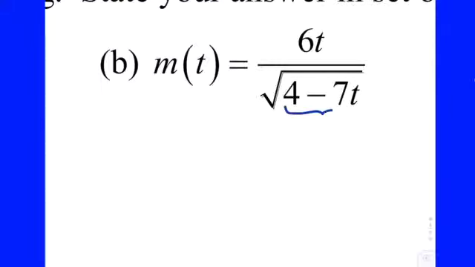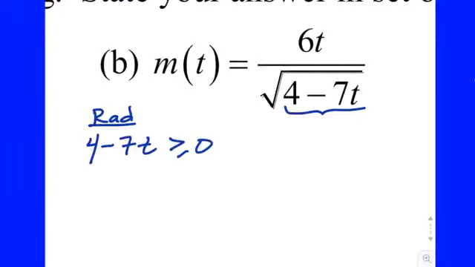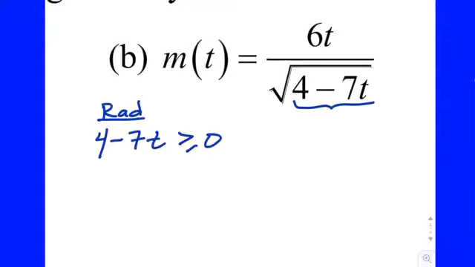I do have a square root, okay? So I'm going to take the radicand, and I'll call it rad, and I'm going to say 4 minus 7t has to be greater than or equal to 0, right? That's what we've been doing. Radicand is greater than or equal to 0. So this is just using the two methods that we talked about.